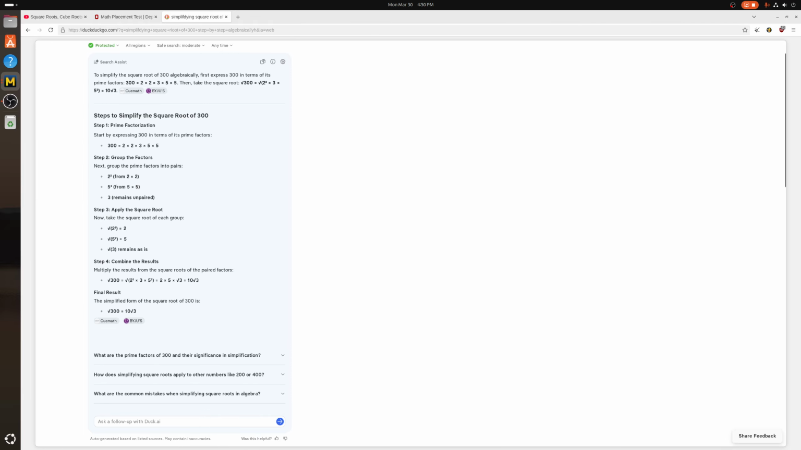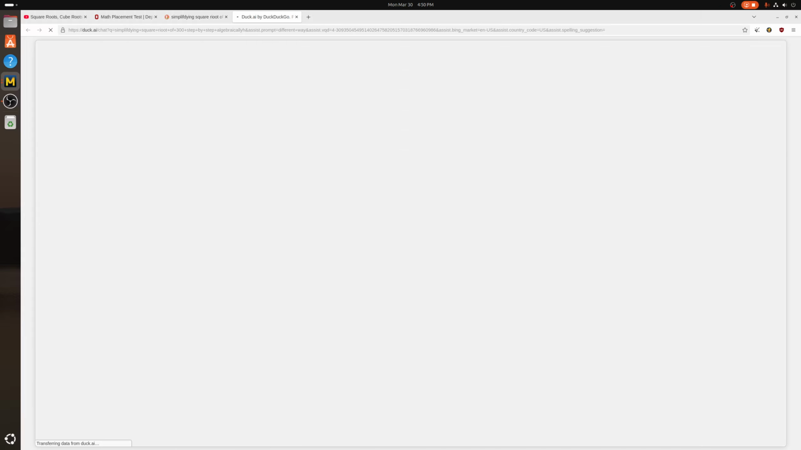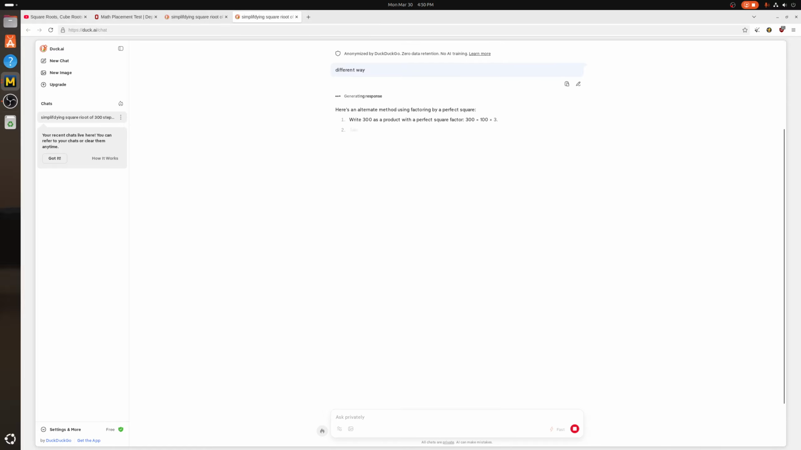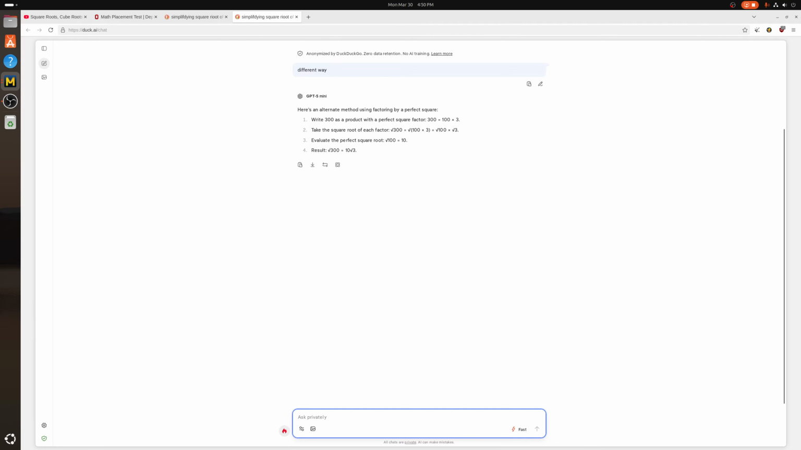Algebraically, okay. Different way, come on. Perfect square factor, 10 times 3. 10 times 3, yep. Evaluate the perfect square. That equals... Oh, I am dumb. I forgot it's the perfect square. I don't know, it was 247, yeah. 243.